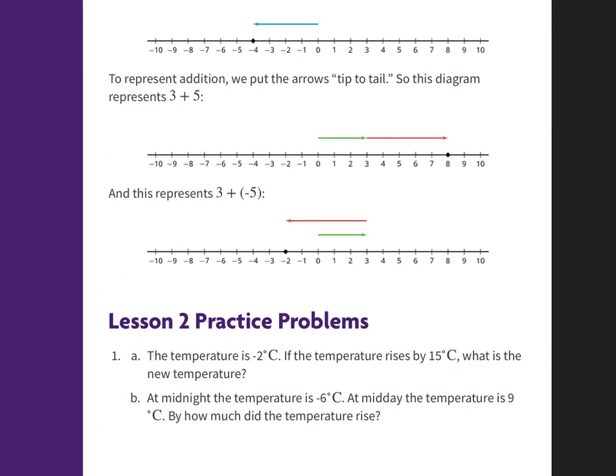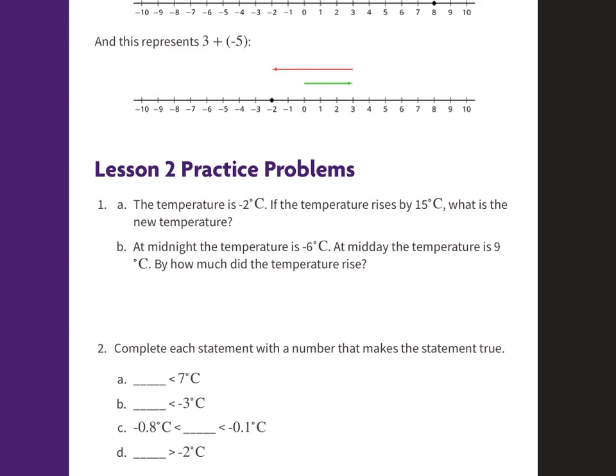And this represents 3 plus negative 5. So we start at 0, we go 3 to the right, and then 5 to the left, and we end at negative 2. All right? So on your assignment today, we're going to answer 1 in your book. So it says the temperature is negative 2 degrees. If the temperature rises by 15, what's the new temperature? So we start at negative 2. We're going to go up 15 degrees. Where are we going to end? Just put it in the box.